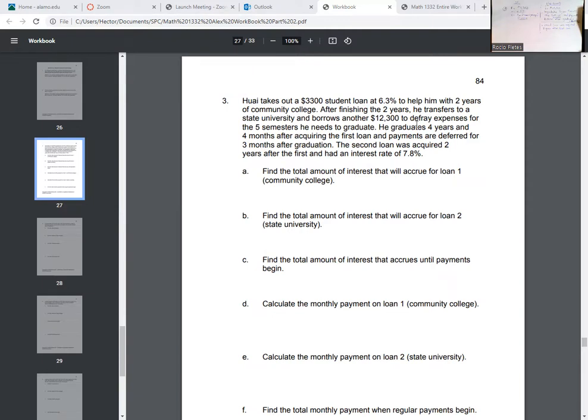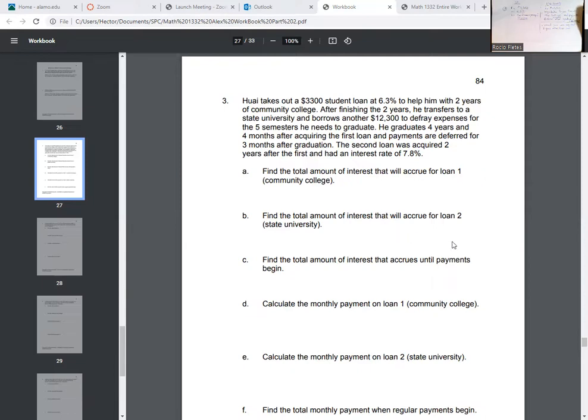So the graduation takes place 4 years, which is 48 months, and 4 more months. So that's 52 months. He graduates, and then his payments are deferred for another 3 months. So then 52 plus 3 is 55 months in total from the time he acquired the first loan. Okay, so the total months is 55 months, right?